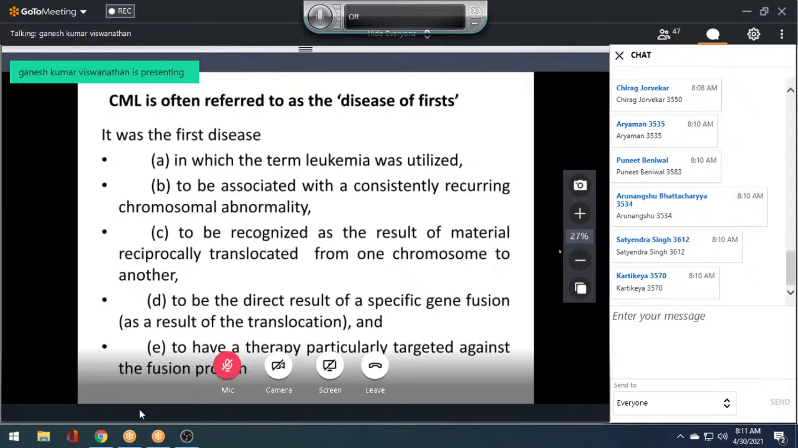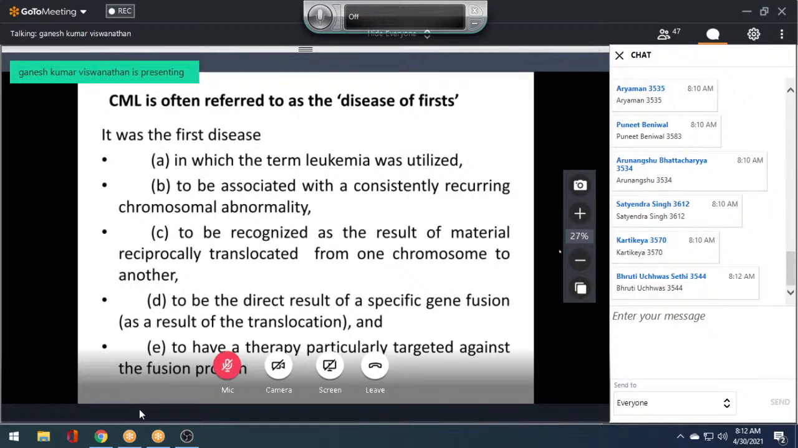Nowadays, there are a lot of gene fusions described in different types of blood cancers, different types of solid tumors, even in lung cancers, even in GI cancers. But the first gene fusion of BCR and ABL1 as a result of translocation in a particular disease was first described in CML.